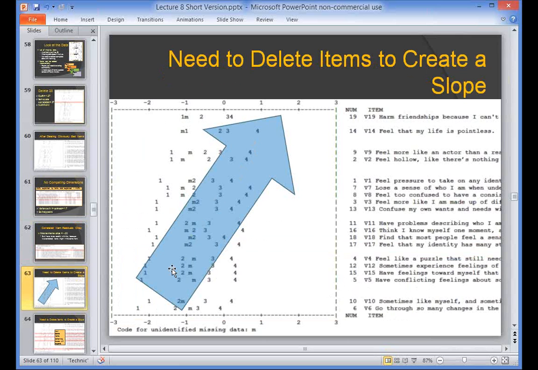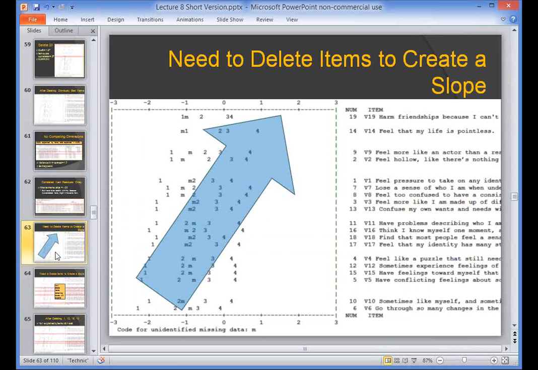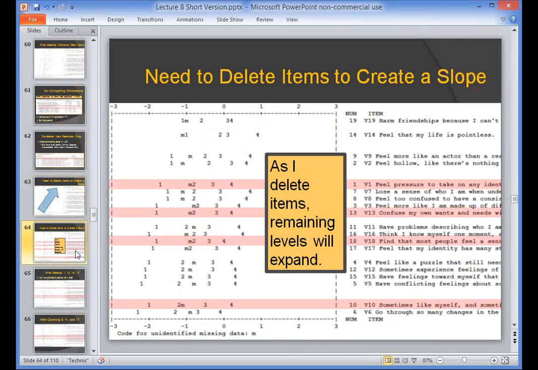And I would like to choose my items so that I get more of a slope. And how am I going to do this? As it turns out, doing this is actually fairly easy. So I'm going to look at this list of the empirical item categories, and I'm just going to pick out the items that interfere with the slope.